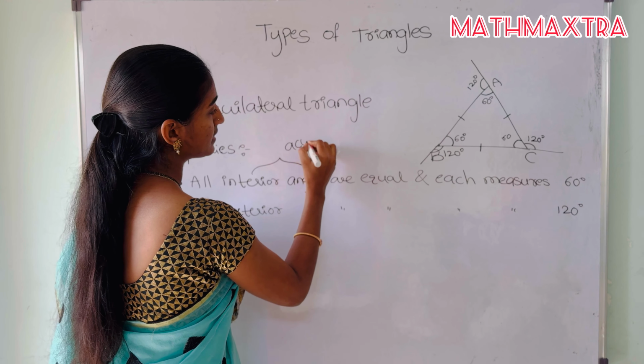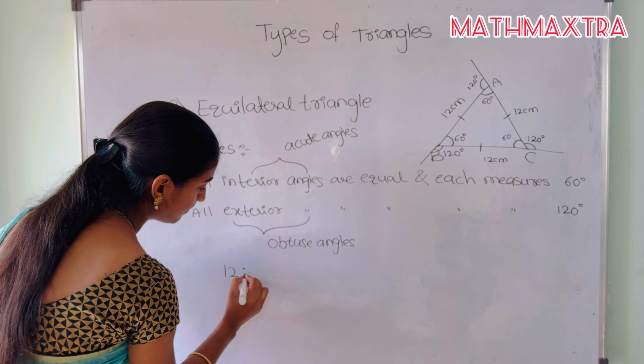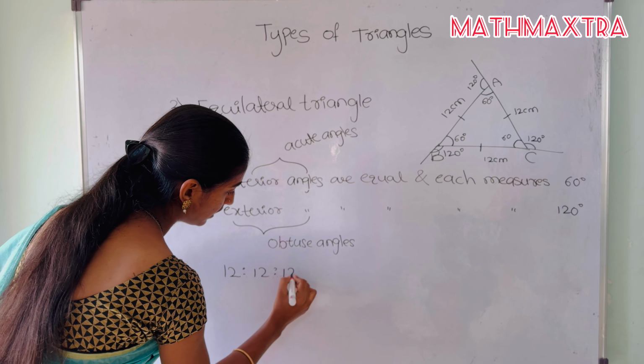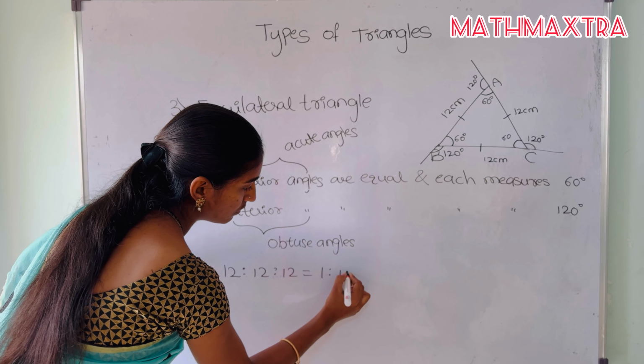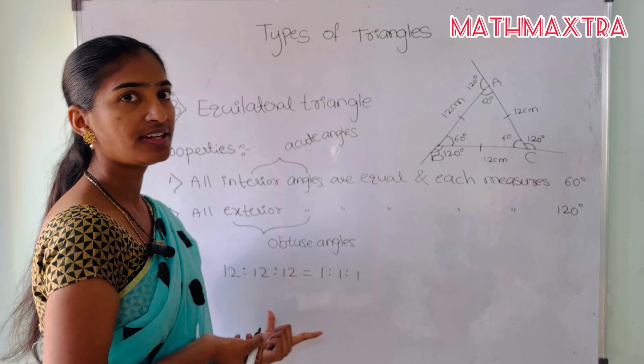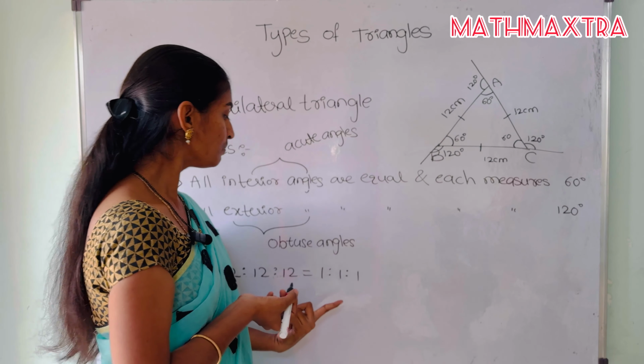And what is the ratio of the sides of an equilateral triangle? You take this length as some 12 centimeters. So this is also 12 centimeters. This is also 12 centimeters. Now we'll see the ratio of the sides. So the sides ratio is 12 is to 12 is to 12, which is equal to 1 is to 1 is to 1. So what is the ratio of the sides of an equilateral triangle? 1 is to 1 is to 1.